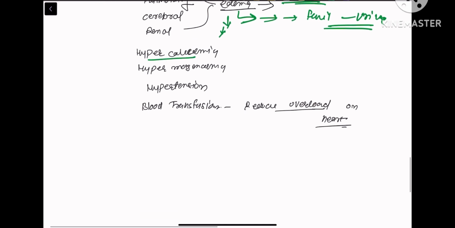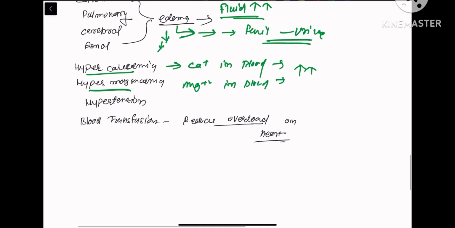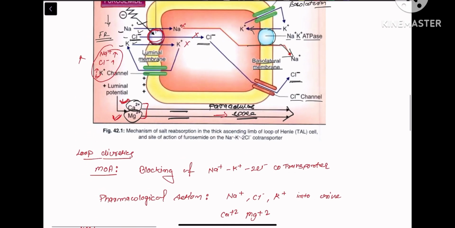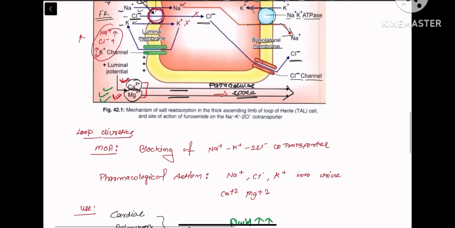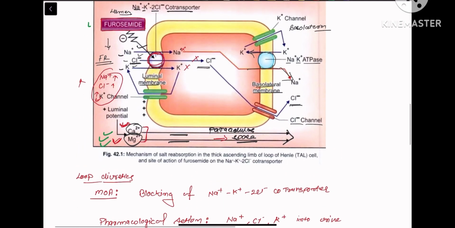Then hyperkalemia and hypermagnesemia. In this condition, the calcium level in blood is increasing and also the magnesium level in blood is increased. Now we want to discard this excess ion, so we'll use the diuretics, especially the loop diuretics, which discard the excessive ion. Here we can see this, it discards the excessive ion because they are inhibited by the furosemide.